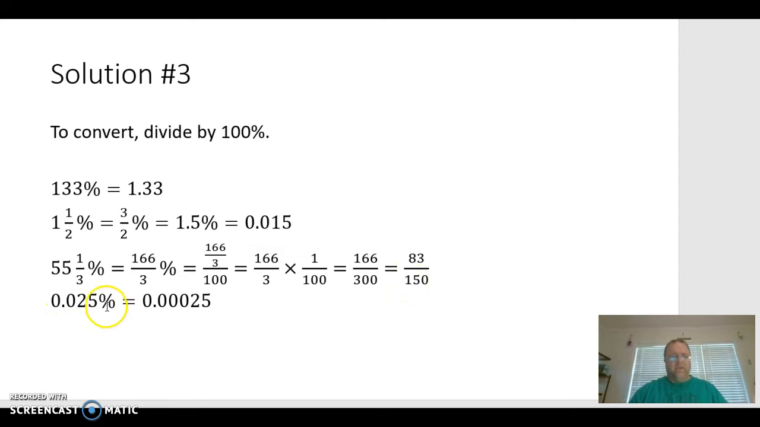All right, so 55 1/3%, we're going to convert that to an improper fraction. 55 times 3 is 165, plus 1 is 166 over 3. That's how we got this.